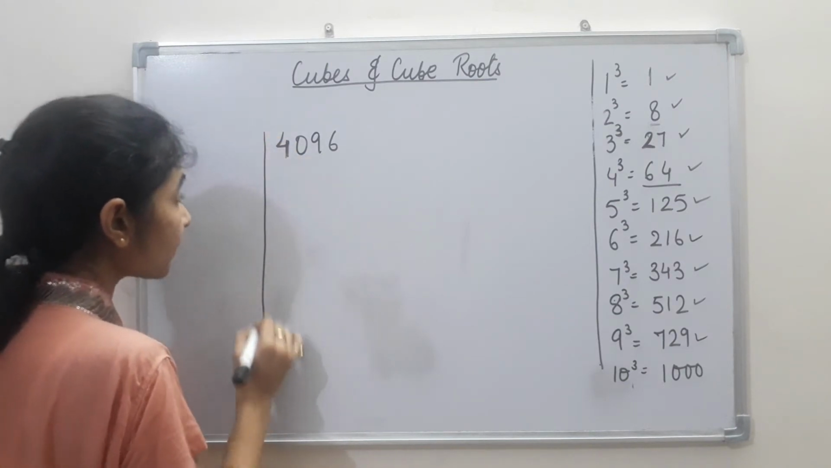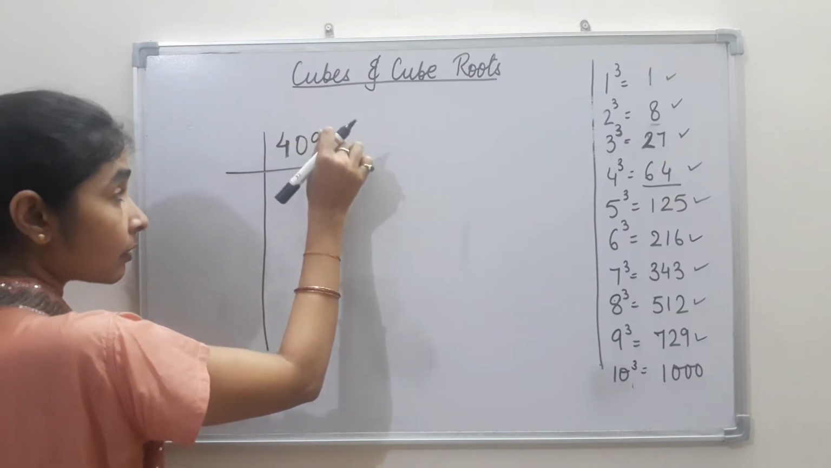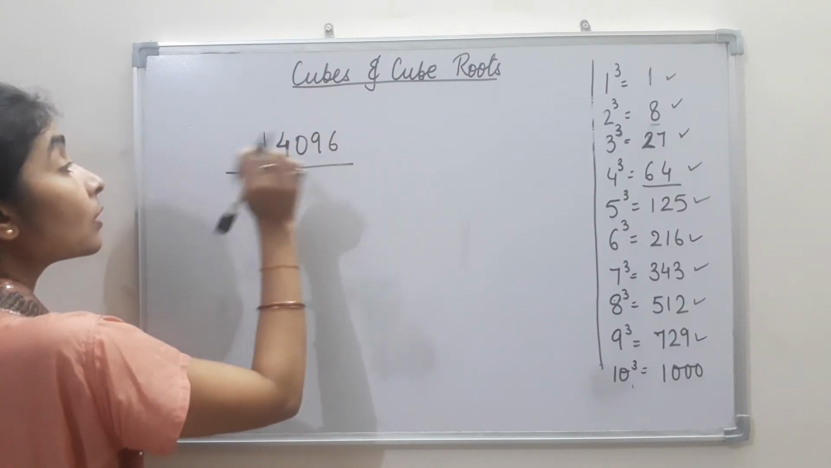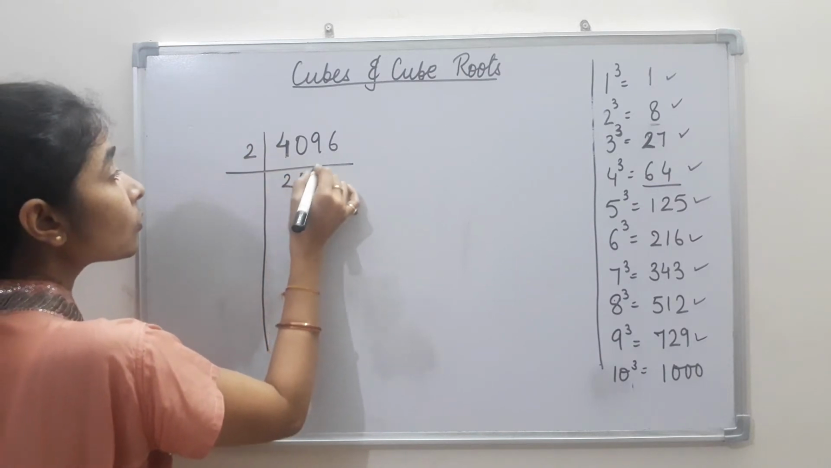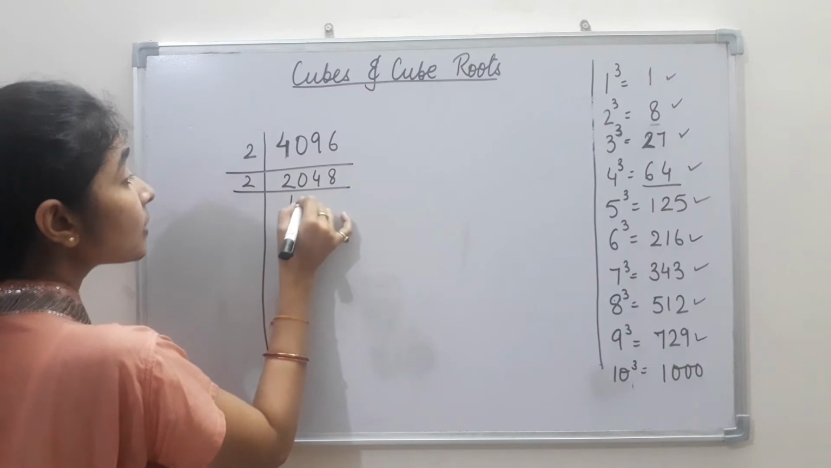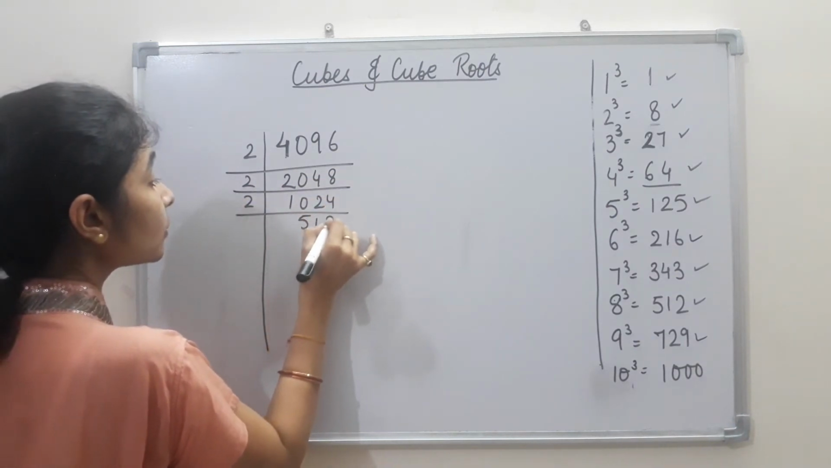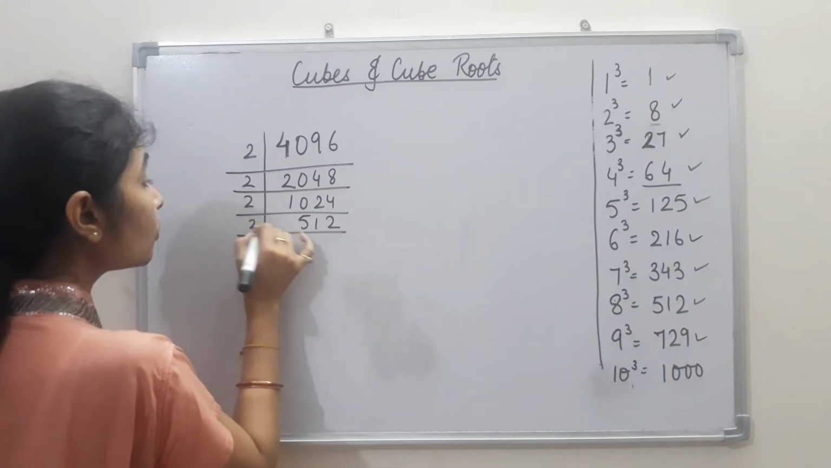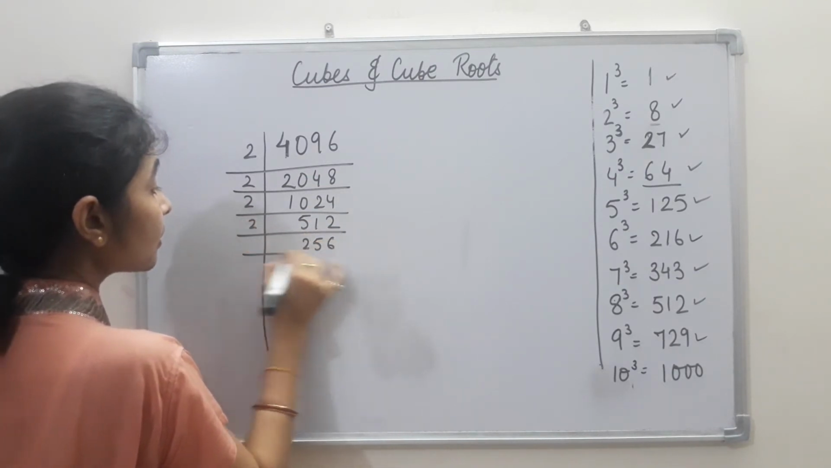Let's start with the prime factorization. Since 6 is there at the ones place, which is even, it can be divided by 2. So 2048, 2 1024, 2 512, again 2 256.